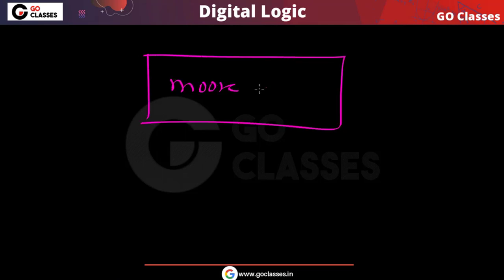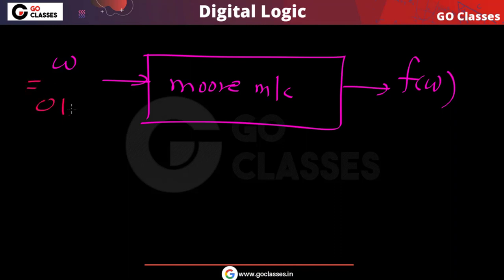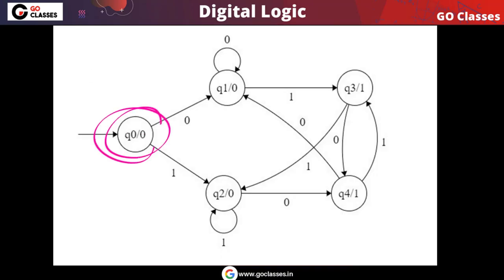Moore machine is also a transducer. What it means is, you give some string and some function will be computed. For example, let us assume the string I am giving is 01100. Let us see what will happen. Q0 is the initial state.